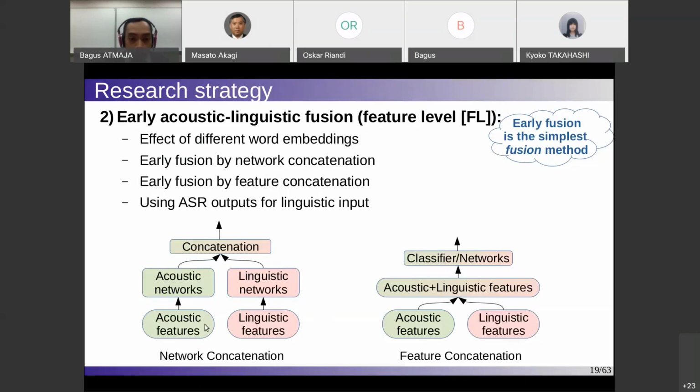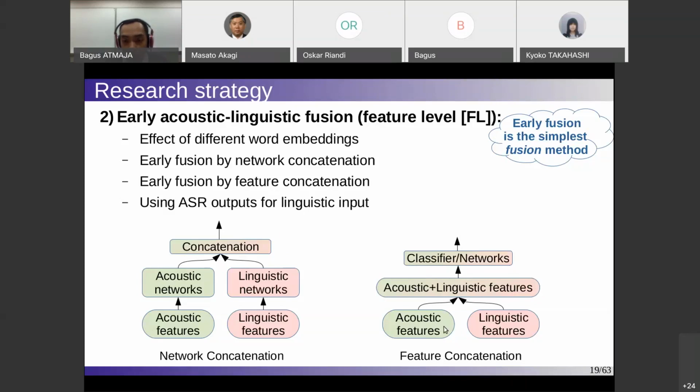So in this figure, you can see that we train the acoustic feature and linguistic feature in different networks, in different models. And then we concatenate or combine these models after each model. So this is called network or model concatenation. Each modality has its own network, and then we concatenate both models. And in contrast, we can also concatenate features, called feature concatenation here. So instead of having 2 models, we only use 1 model, and before using the 1 model, we concatenate the features.